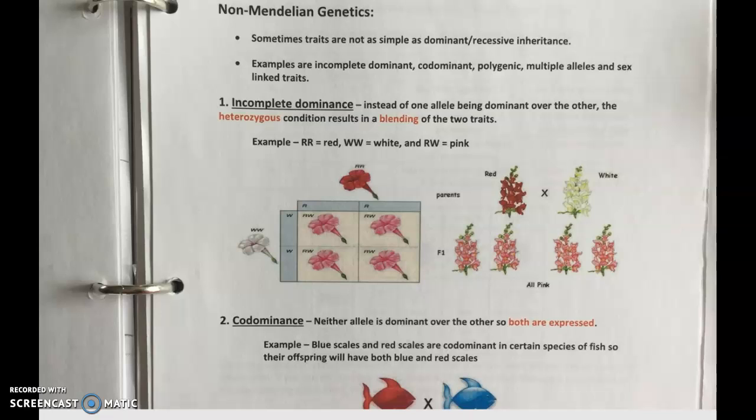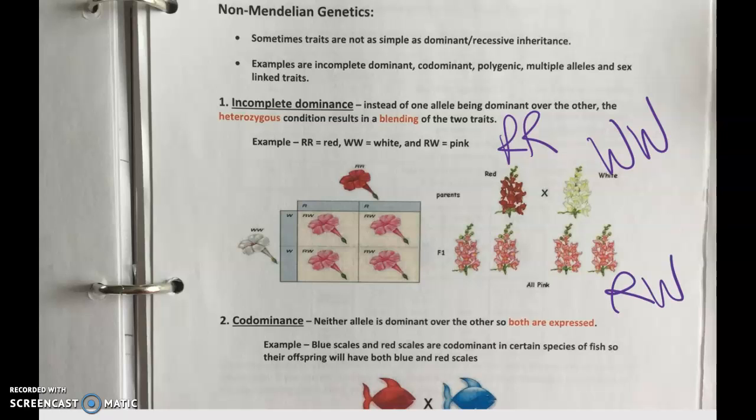So sometimes traits are incompletely dominant or codominant. Sometimes there's polygenic traits or multiple alleles, and even traits that are carried on the sex chromosomes, either the X or the Y. For problem number 1 here, we take a look at red parents and white parents, but the children, the offspring from the red and white cross, end up being pink. If you notice, red is symbolized as RR, white is symbolized with WW, but the offspring, RW, are not red or white, but a combination of both.